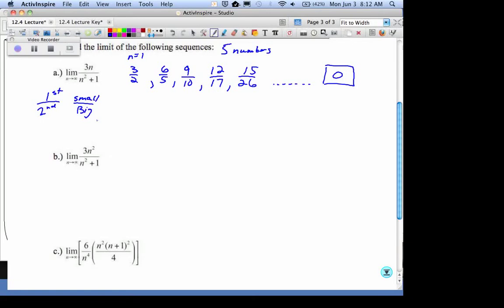So, for practice with somebody sitting near you, please do part B here. Write out the first 5 numbers of that sequence, and then identify what your limit is. Show the person sitting next to you what you have for an answer.